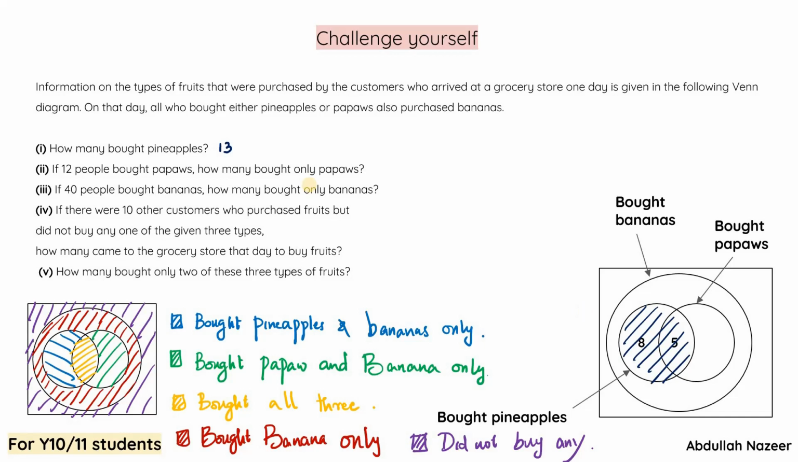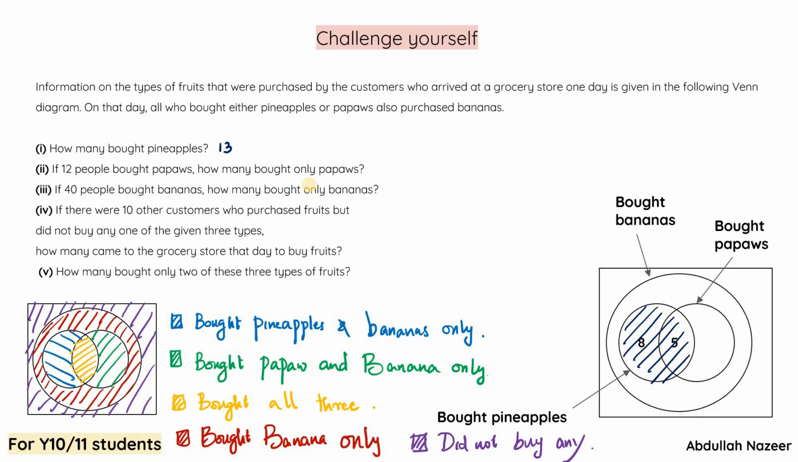Now the word "only papos" here doesn't mean that the customer bought papo only, because the question itself says that all who bought either pineapples or papos also purchased bananas. So there is no way that a customer can buy only papo. No one buys papo alone or pineapple alone. They always buy along with bananas.